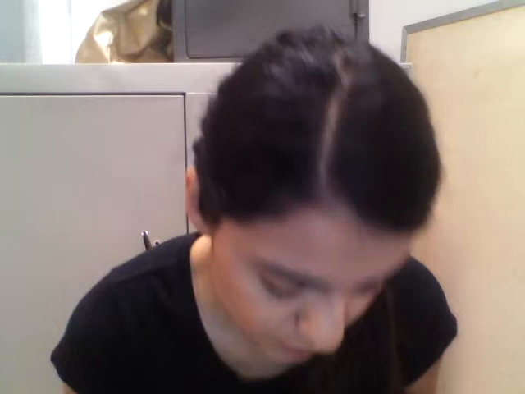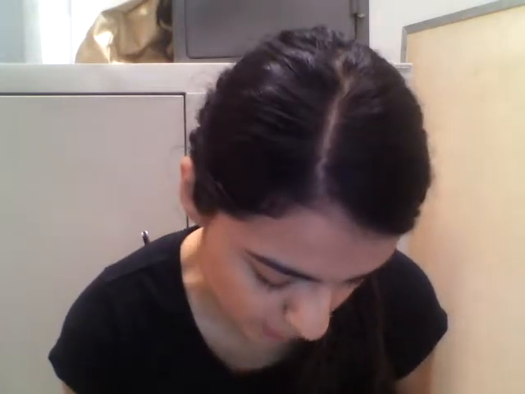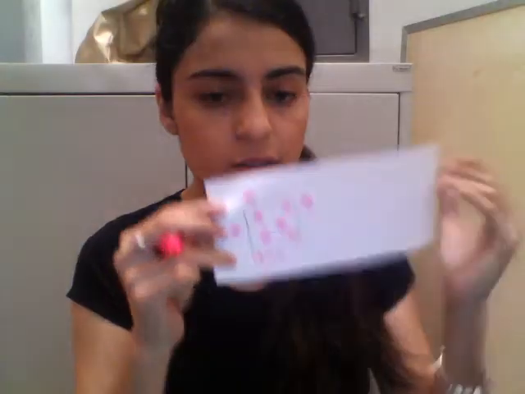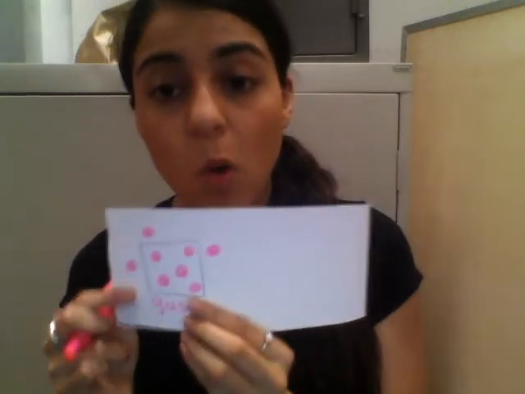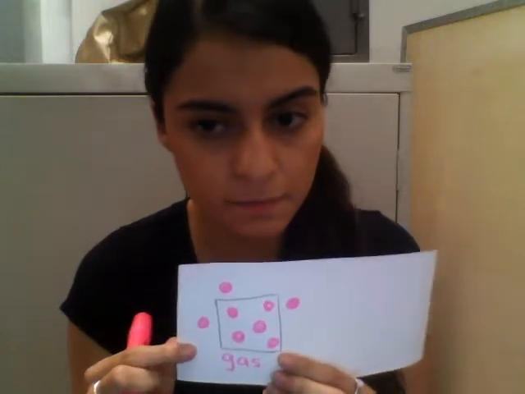Okay, now for this one, it's different than the other ones. There are a few circles inside of the square, but they can also be outside of the square, because you can draw it like this. Can anybody take a guess why there's some molecules outside of the square?